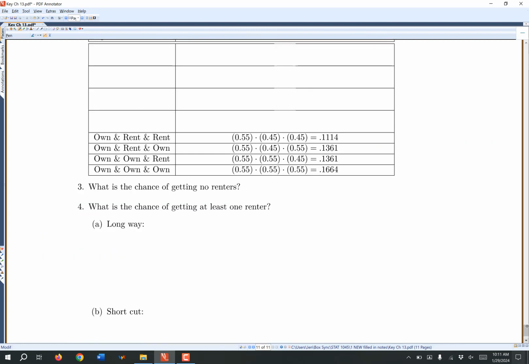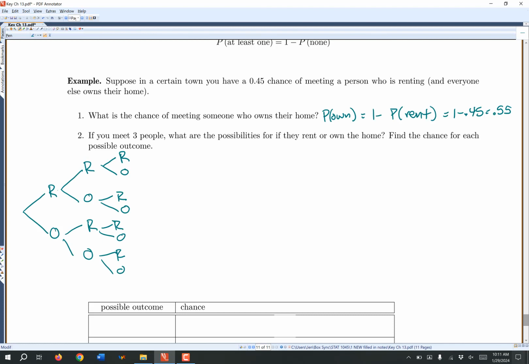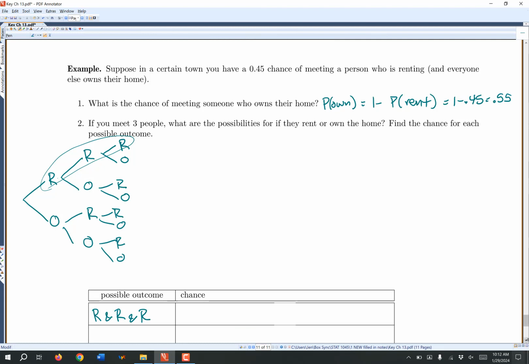So what I do once I have that tree diagram, which again, you don't have to be able to reproduce yourself, is I say, okay, if I look at my people, one of my outcomes is I can get rent, rent, rent. So I do rent and rent and rent. That's one of the possible outcomes. Once you get past 2 or 3 people, it's much easier to keep track of everything if you do a tree diagram.